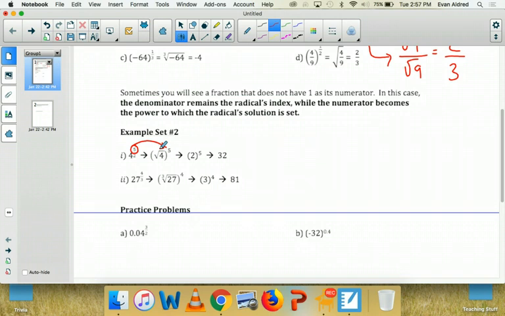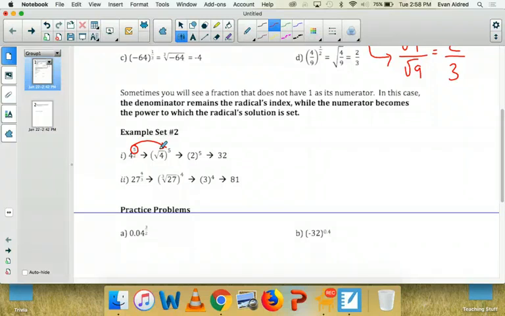So if we're talking about 4 with an exponent of 5/2, the denominator is 2, so that becomes the index. The base is 4, so that becomes the radicand, and the numerator is 5. Well, this is new. It's not 1 anymore. It's now a value bigger than 1, so that becomes the power that we set our answer to. So what this means is the square root of 4 all to the power of 5, which means 2 times 2 times 2 times 2 times 2, which is equal to 32.